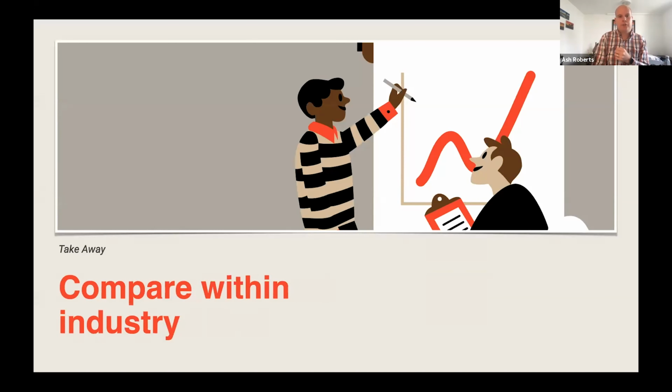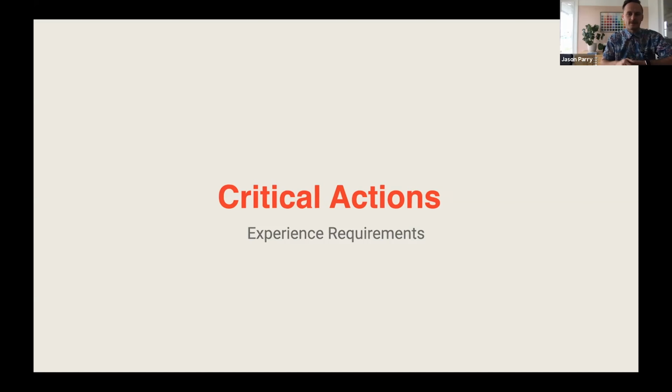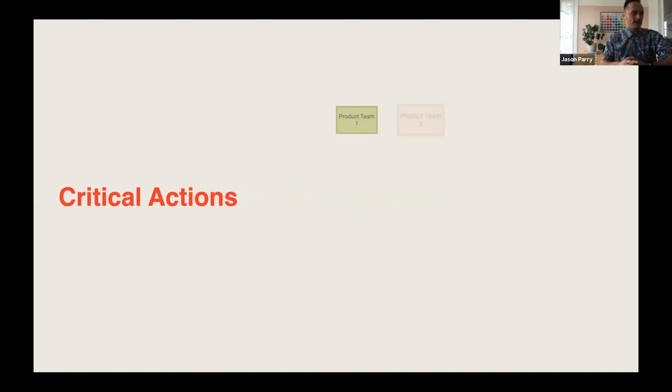And also just compare within industry. So Ash and Ben both talked about this overarching constraint that we were given, that we had to support several products in one app. So our first approach when it came time to start talking about design was to define the critical actions of each product. So we met with each product team individually and explained what we were looking for, and with them created this list of critical actions for each product.